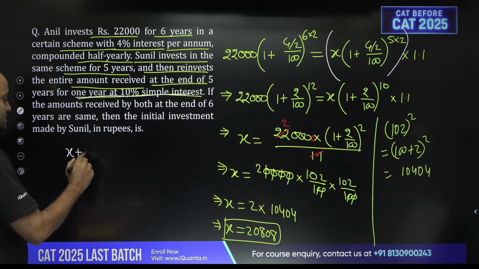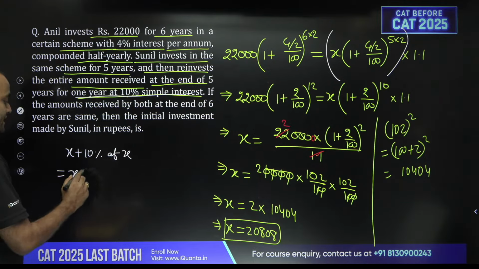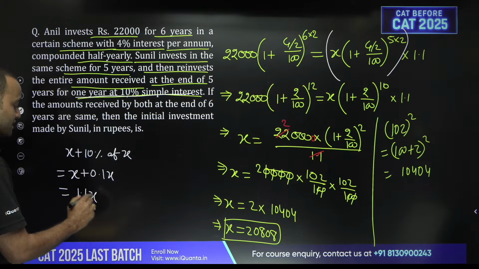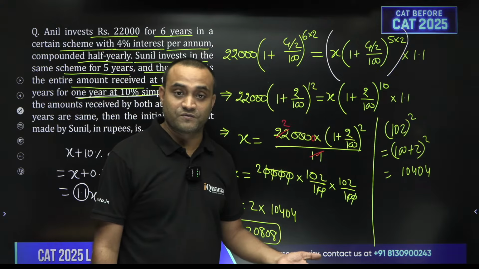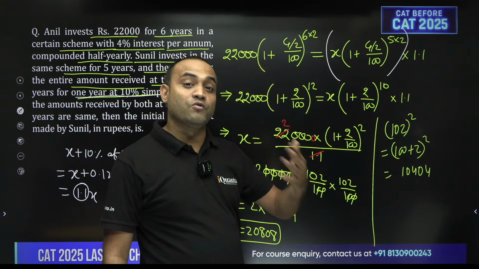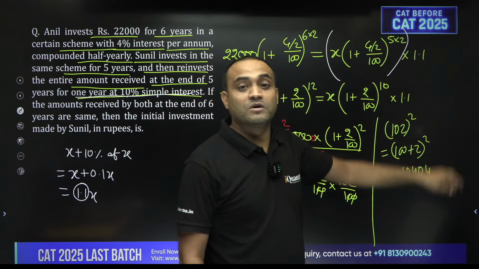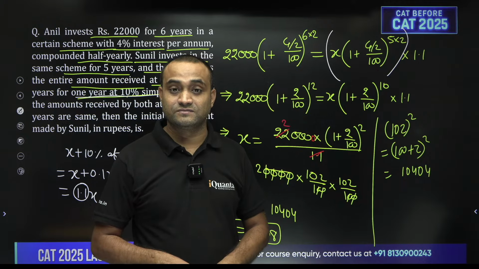X plus 10% of X is equal to X plus 0.1X, which is equal to 1.1X. So, if you increase a value by 10%, it becomes 1.1 times of itself. So, after 1 year, it means overall after 6 years, this amount is after 5 years. So, multiplied by 1.1, you get the total amount that Sunil will receive after 6 years.